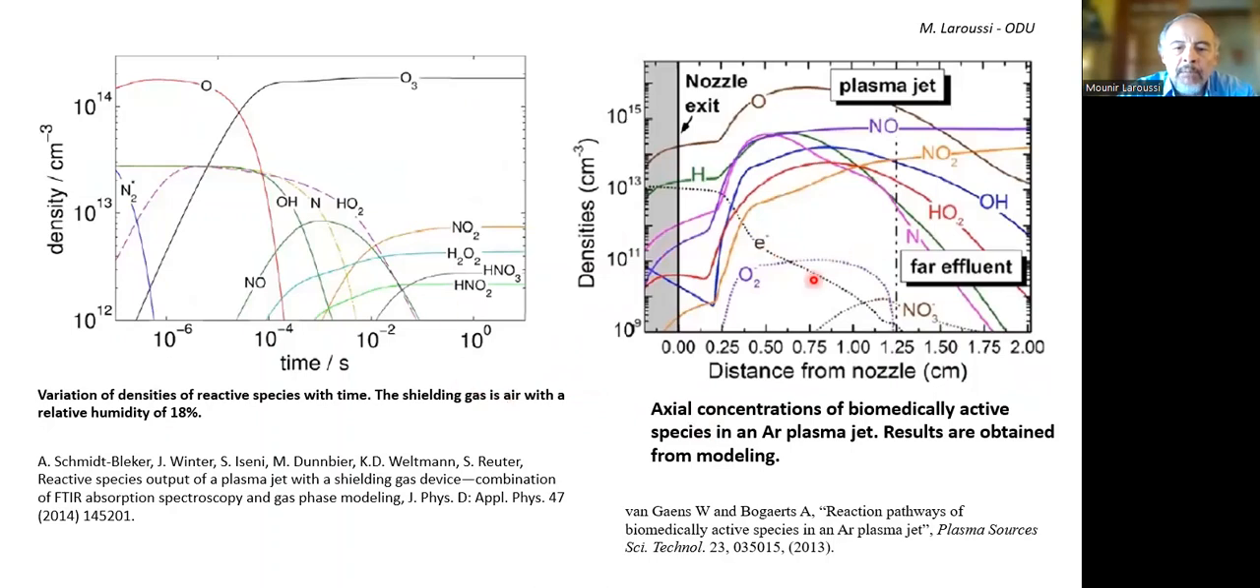This is done mostly by modeling. This shows you the various ROS and RNS species that are generated. This one is a temporal distribution, so the variation with time, and this one here shows you variation with distance of the various species. So for example, here you can see next to the nozzle, and then in the far effluent of the jet, versus in this region here. So this will probably be the region where you're going to have some target or biological target to treat. So this gives you an idea of their profile, their distribution both in time and in space. So these are taken from two different sources.